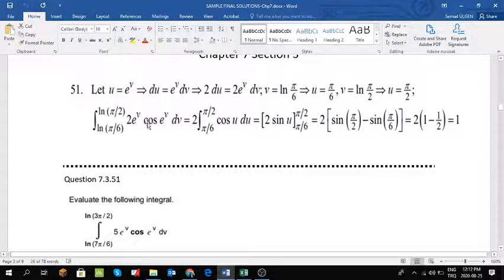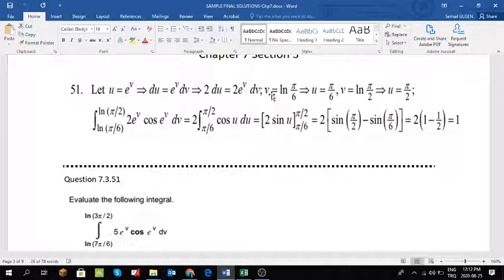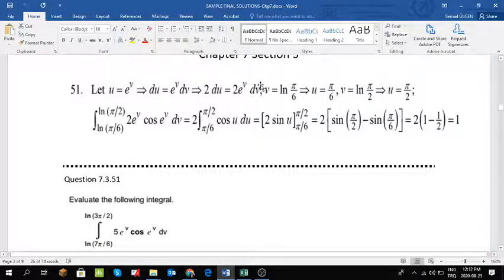When u is this, what is v? V is ln. There's, I think, a typo here. Let me see. Let me fix that. Until here we took the derivative and that's it. But the boundaries, v is equal to ln u. There's an ln pi over 6. There's a mistake here.